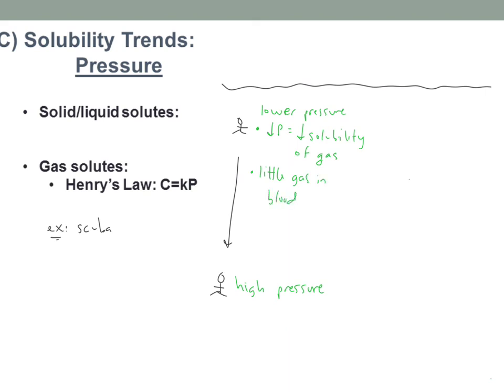Now, as you move to a higher pressure, that changes. Because now you've increased the pressure, which means now you've also increased the solubility of that gas. And that in turn means that you have much more gas in your blood. And that's generally not a problem. It's usually not a problem for you to have higher amounts of dissolved gases in your blood. That's fine. At some point you can get nitrogen narcosis, but that's not what the issue is here.